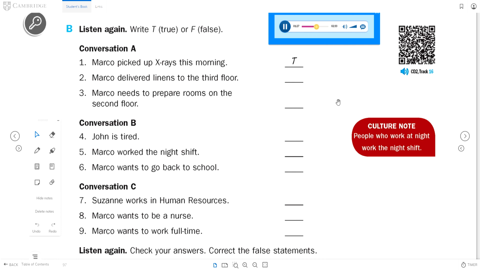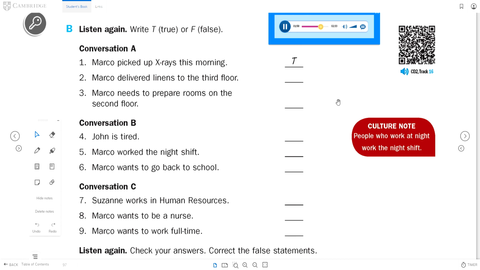Conversation C. Is this the HR office? Human Resources? Yes, come on in. I'm Suzanne Briggs. I'm the HR assistant. Hi, Suzanne. I'm Marco Alba. I'm an orderly here. Hi, Marco. Have a seat. How can I help you? I like my job here, but I don't want to be an orderly forever. I want to go to nursing school and become a nurse.